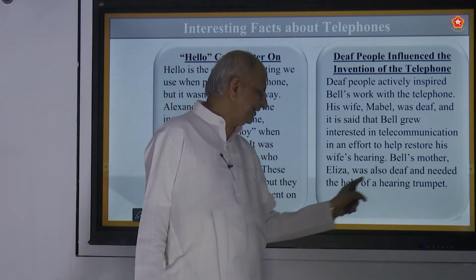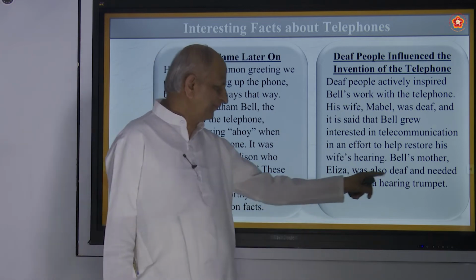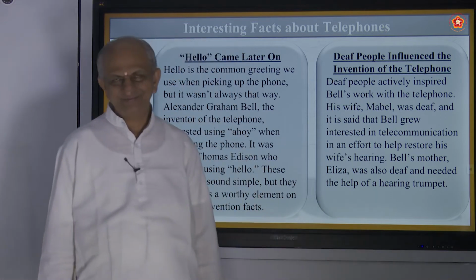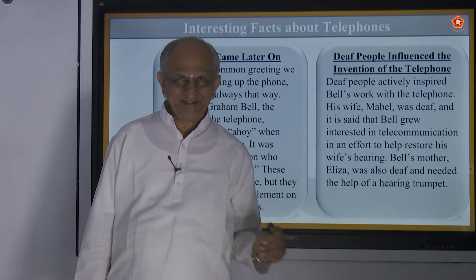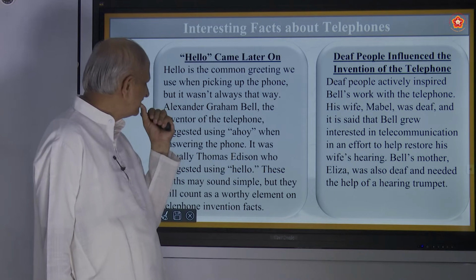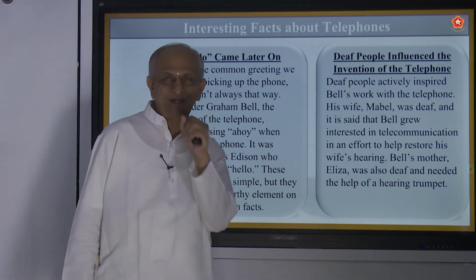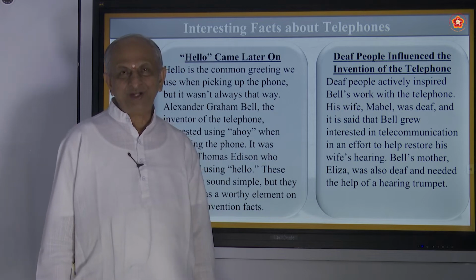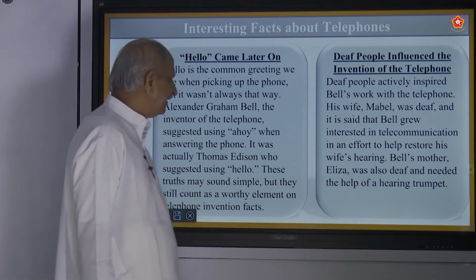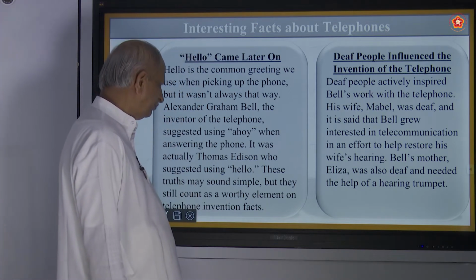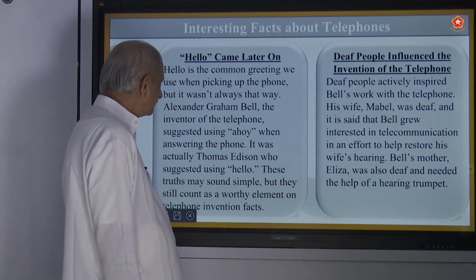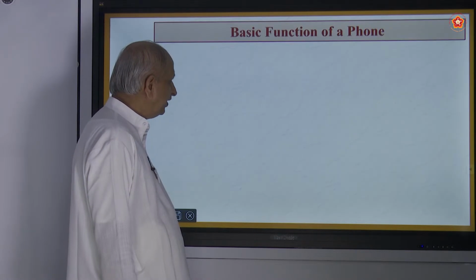Then Bell's mother, Eliza, who was also deaf, needed the help of a hearing trumpet. Graham Bell used to have a trumpet to talk to them, because they had very feeble hearing, and that is how he discovered the telephone, to avoid such weakness of hearing. Okay, so this is an interesting factor about telephones.